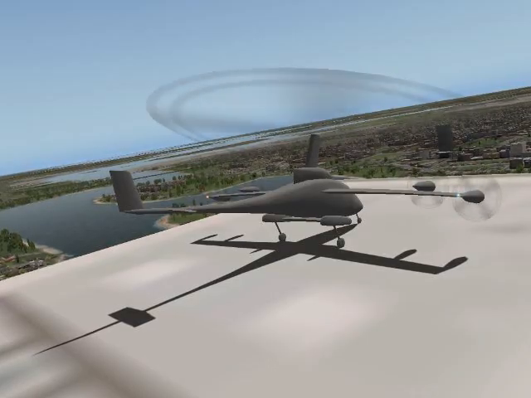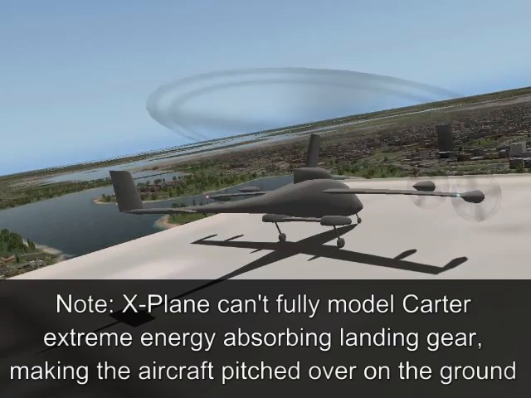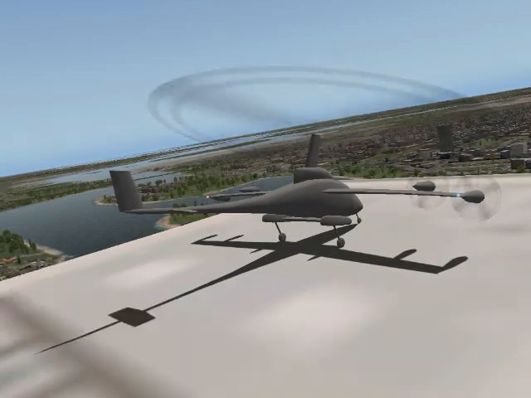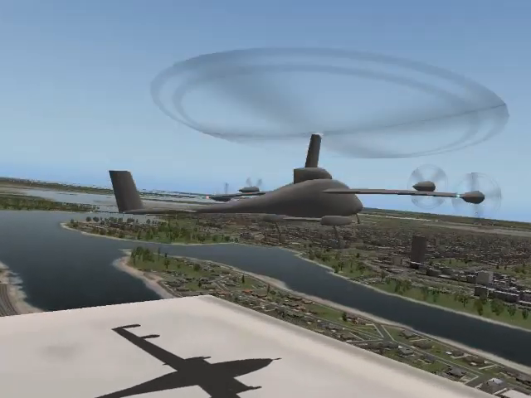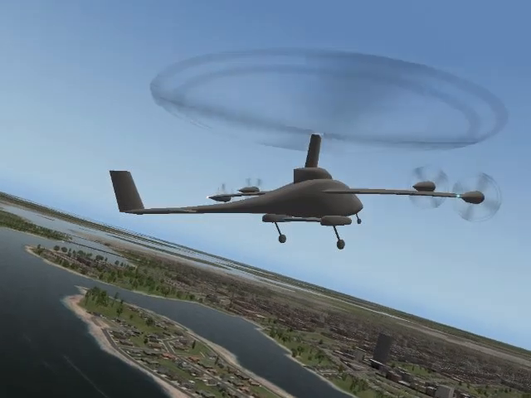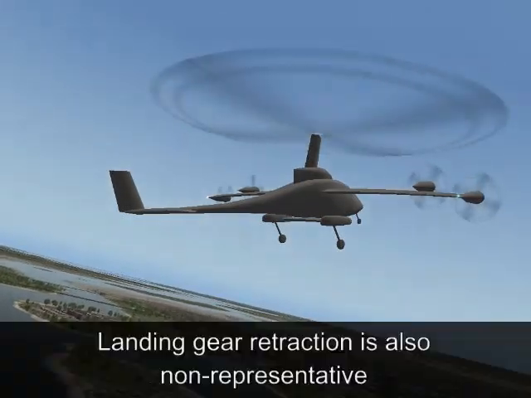This video shows a simulated takeoff and landing of the Carter electric air taxi, flown on the X-Plane physics-based flight simulator. The aircraft takes off like a helicopter, with an electric motor powering the rotor, and the propellers countering the rotor torque through differential thrust.